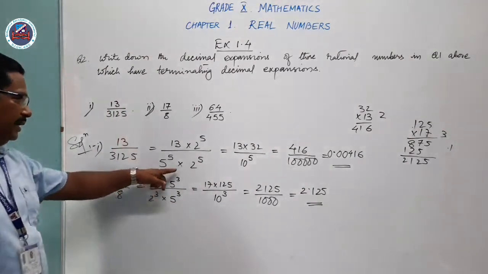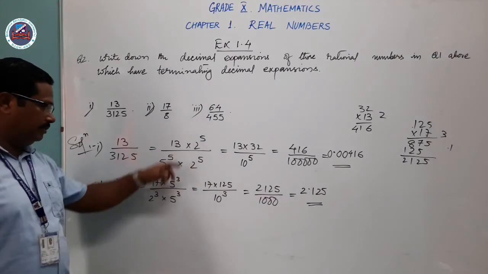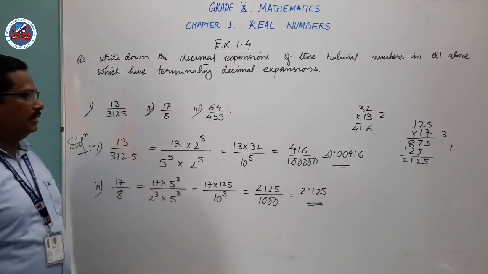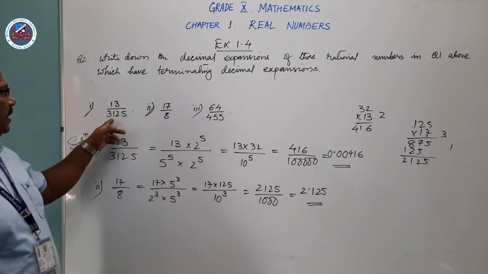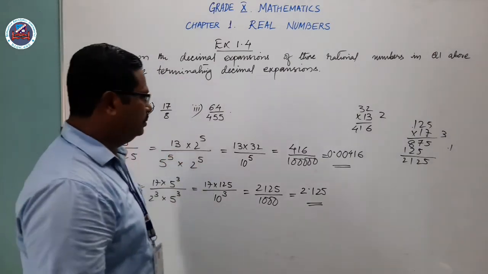And if you find it difficult to multiply and divide by the same numbers like this, you can even go for division. You can divide also and find out. Like this you can do.